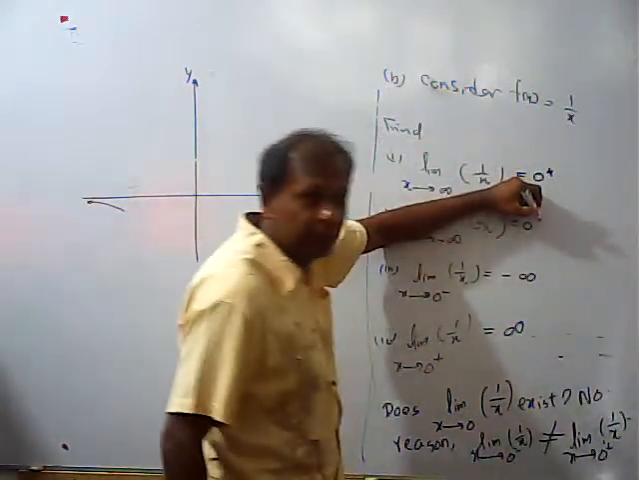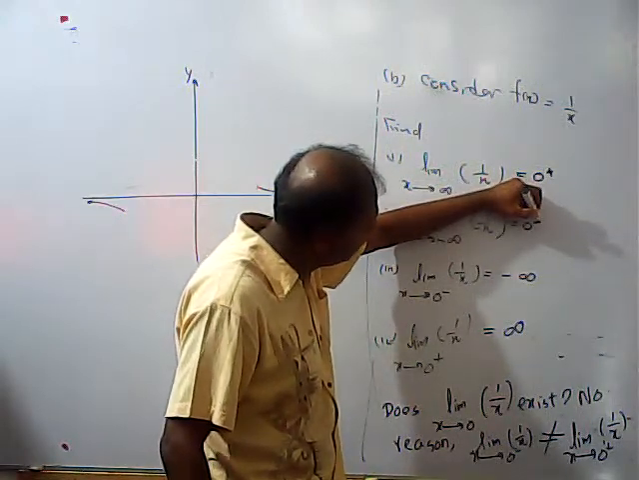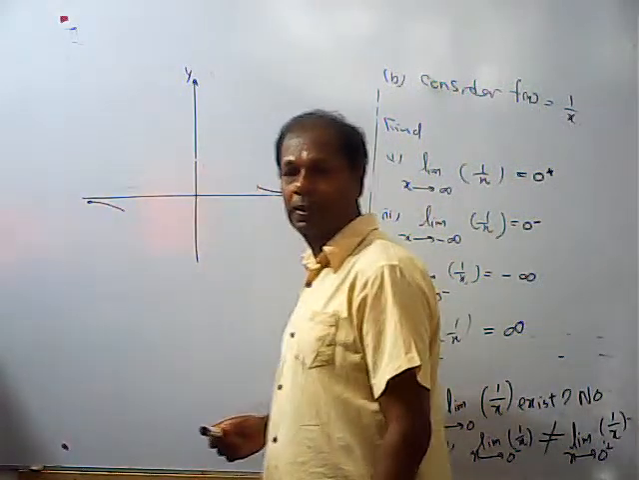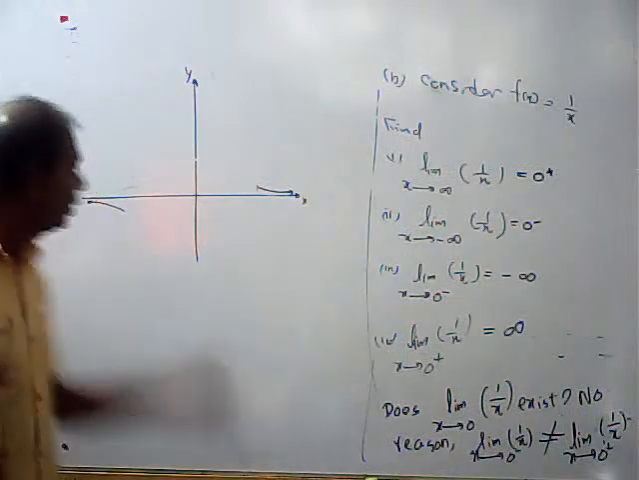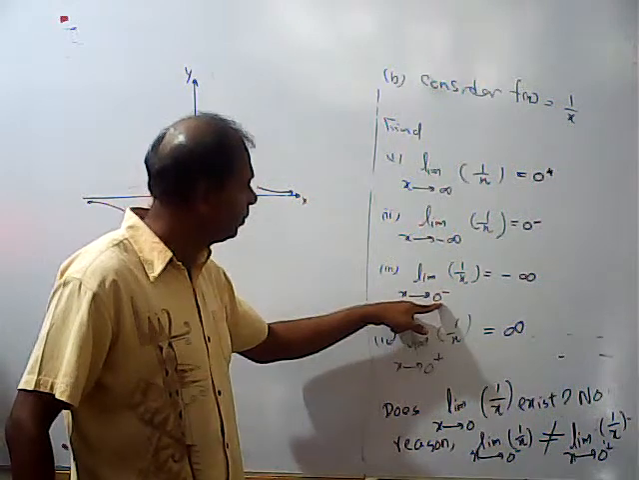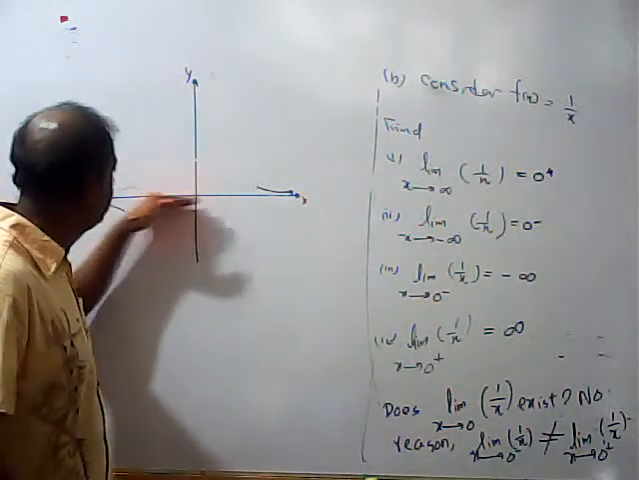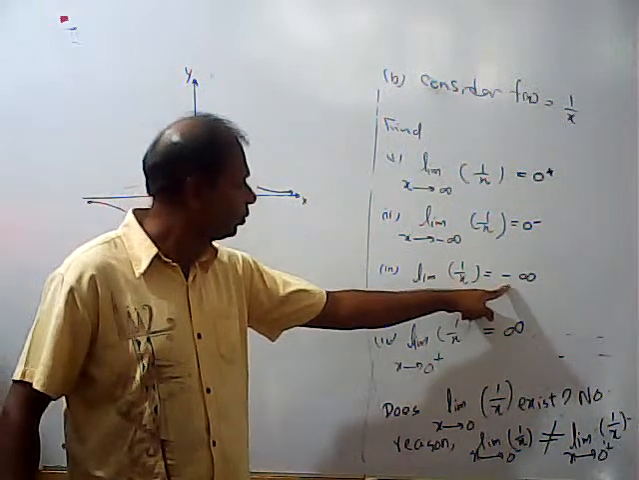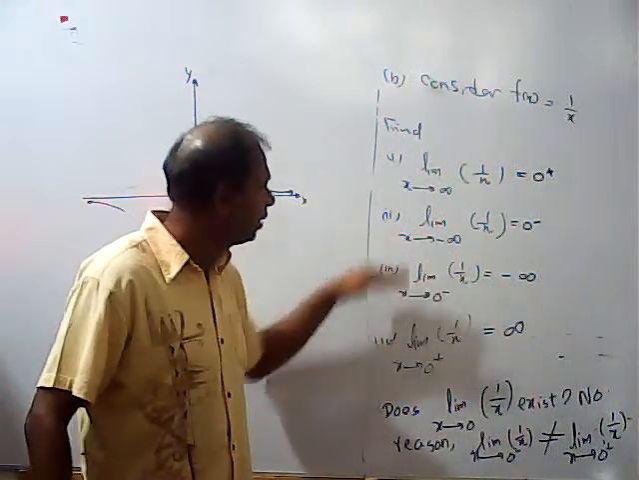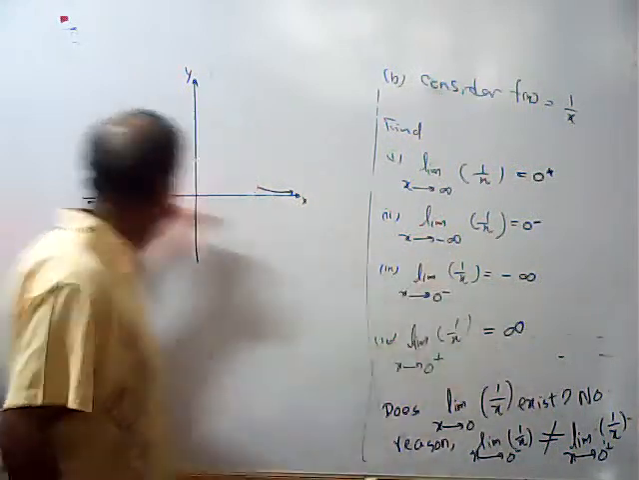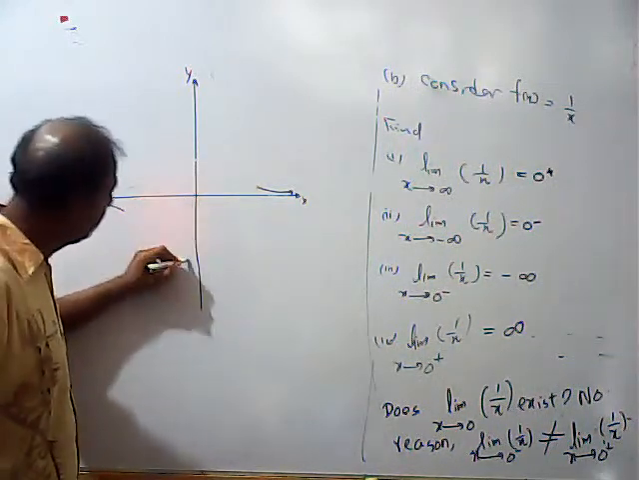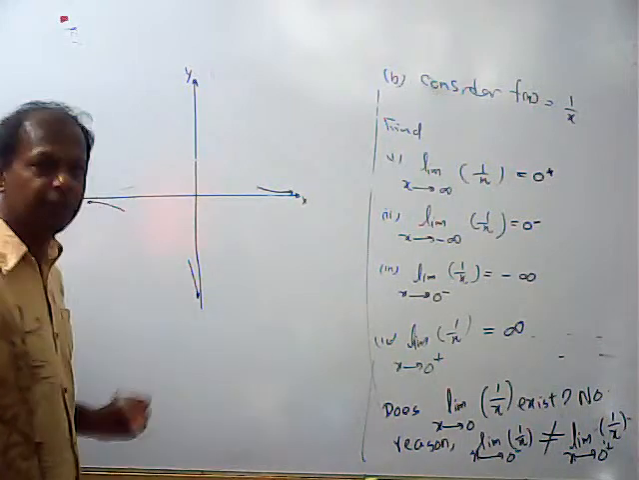So 1 over x goes to 0 from the negative side. It's like this. You get closer to 0 from the negative side. 1 over x goes to minus infinity. You said that it goes to minus infinity as x goes to 0 from the negative side. Diagram: you get closer to 0 from the negative side, and 1 over x goes to negative infinity like this.